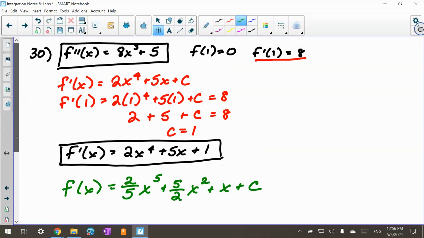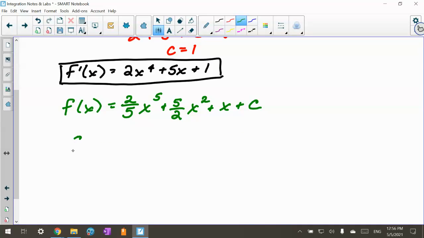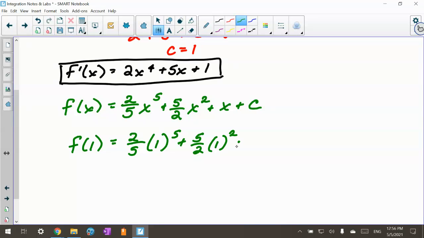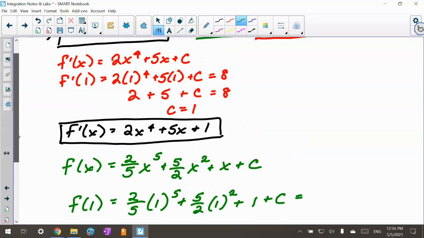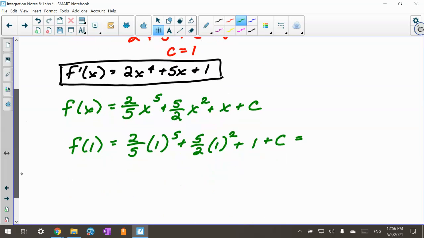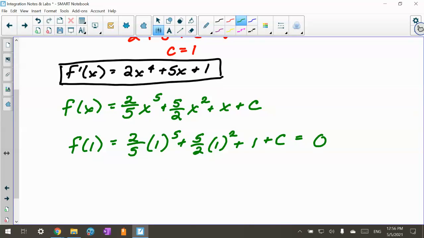Now I'm going to come back up here because they told us f of 1 is 0. So now I can actually plug that in to find out what c is. So f of 1 is going to be 2/5 times 1 to the 5th, plus 5/2 times 1 squared, plus 1 plus c, and they said it equals, let me go back up there again, equals 0. Okay, so when I go through and put all that in there, this comes out to be 2/5 plus 5/2 plus 1 plus c equals 0. I combine them all, move them to the other side. I get c to be negative 39 over 10.